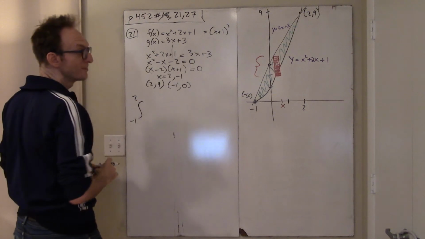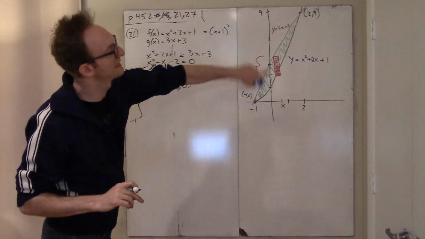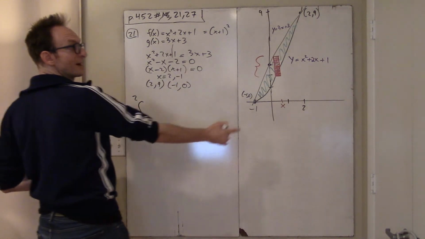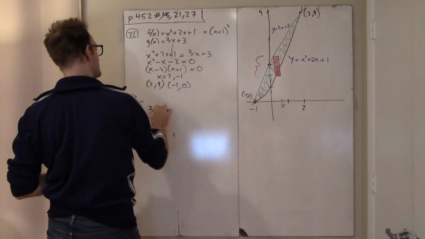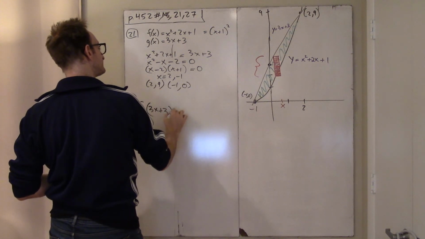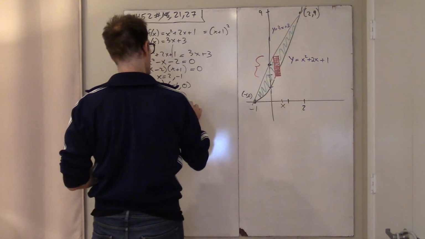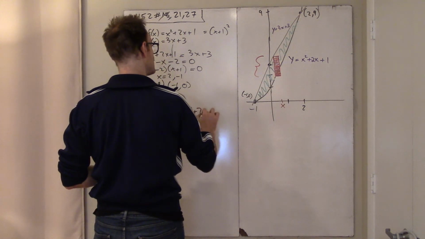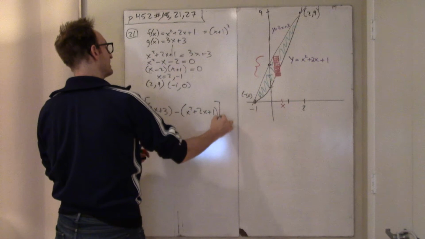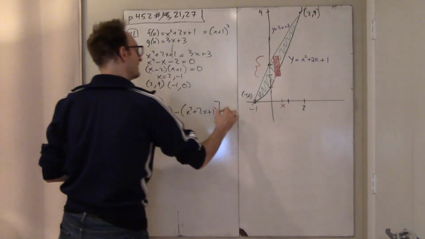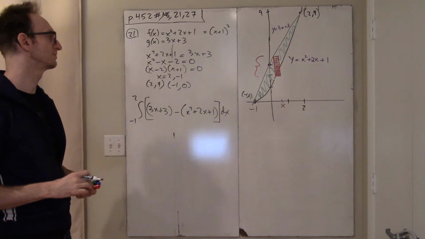So I integrate from -1 to 2, and the thing I'm adding up is the area of that little red rectangle. And what's the area of that little red rectangle? Well, for an arbitrarily chosen x, the top of that little red rectangle is 3x plus 3, and the bottom of it is the height of what I get when I plug x into the parabola, so minus x squared plus 2x plus 1. This expression represents the height of that rectangle, and if I multiply by dx, I get the area of that little rectangle, and then I add up the infinite number of them to get the area of the region.